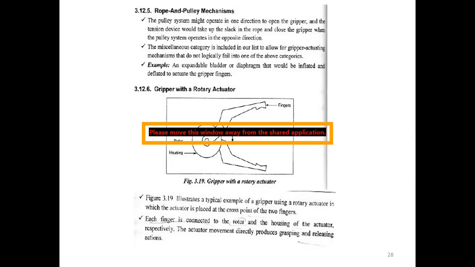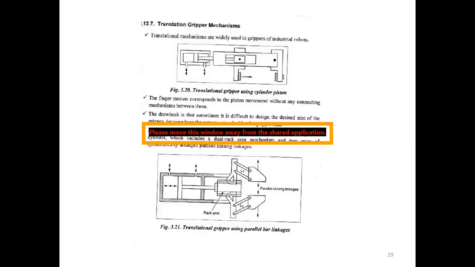This miscellaneous category is used to allow for gripper actuating mechanisms which do not logically fall into one of the above categories. For example, we can use an expandable bladder or diaphragm, which would be inflated and deflated to actuate the gripper finger. The gripper with rotary actuator is where the actuator is placed at the cross point of two fingers. Each finger is connected to the rotor and the housing of the actuator, so the actuator movement directly produces grasping and releasing action.